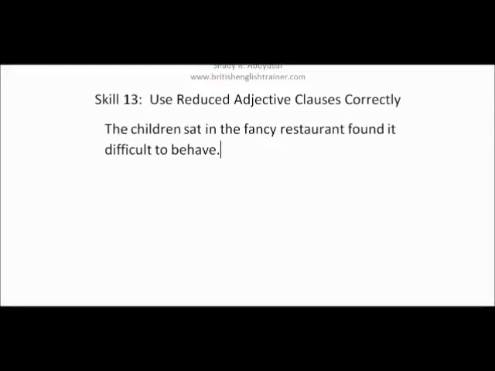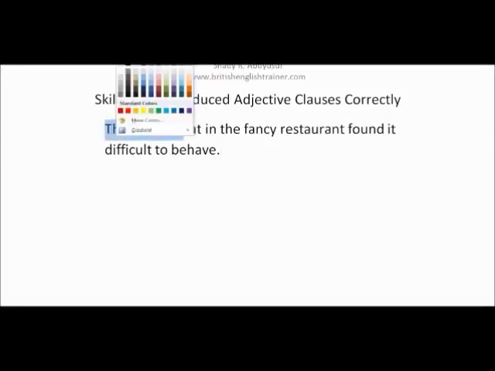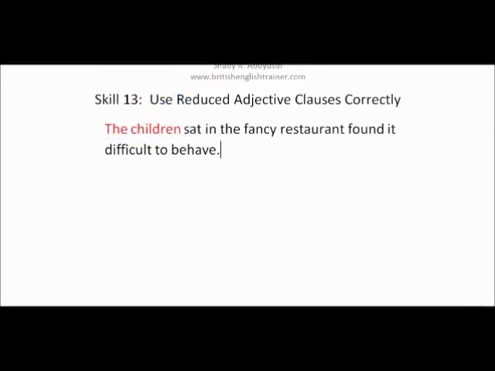The children. That's a subject. Great. And the verb sat. That's a verb. Let's give it the green color. So the children, subject, sat, verb. In the restaurant, found it. Well, that's another verb. When I look at it like that, the children sat in the fancy restaurant, found it difficult to behave. Oh my God, that's completely wrong.